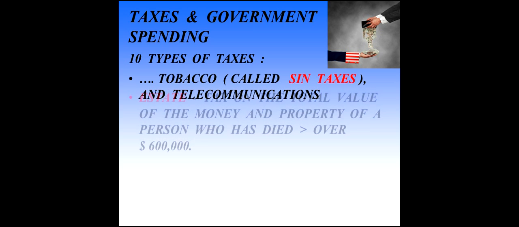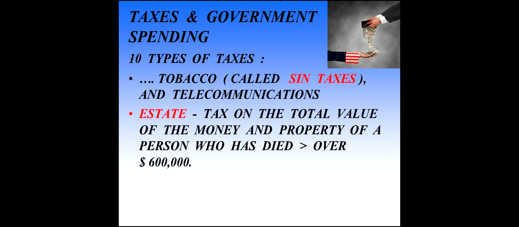The next type of tax is what I had mentioned earlier on in this chapter. Many people refer to this as the death tax. It's the estate tax. This is a tax on the total value of the money and property of a person who has died. But it doesn't kick in until that value reaches $600,000 and above. But it's interesting that there is a tax like this on your death, if you will. It always just tickles me in certain ways.